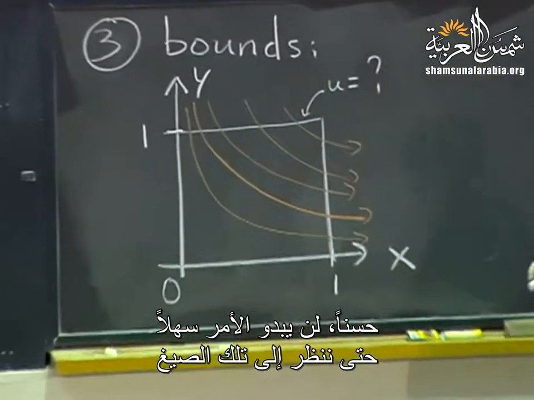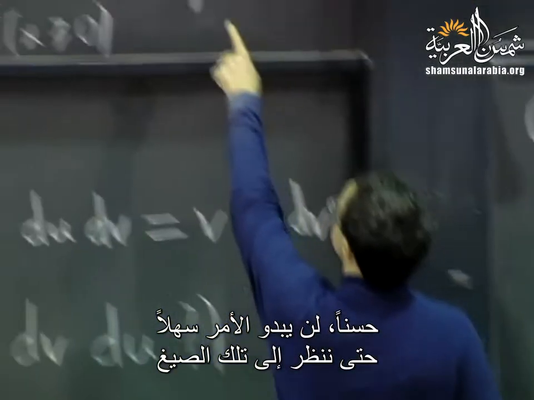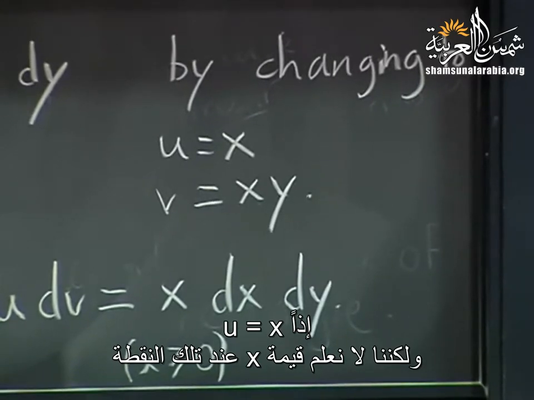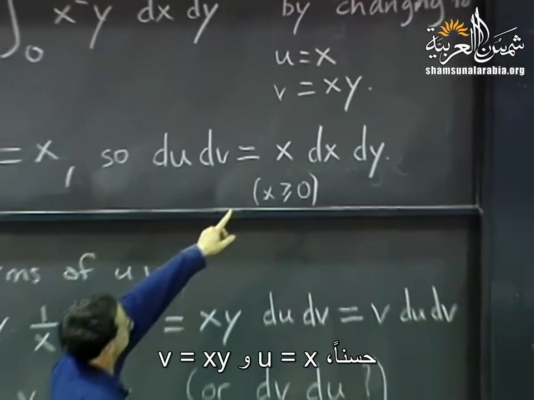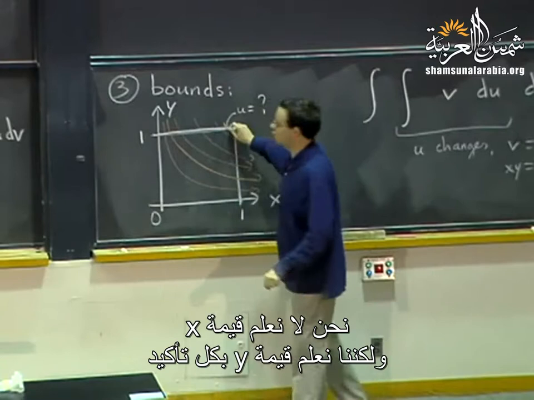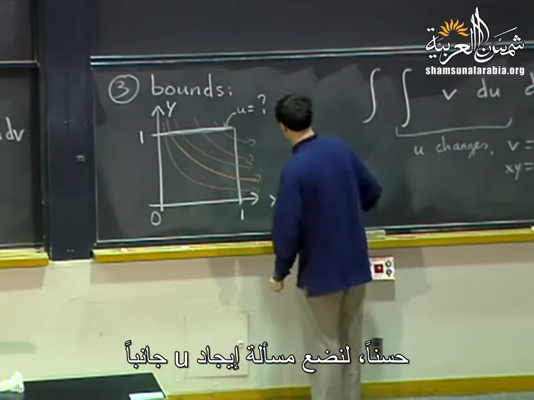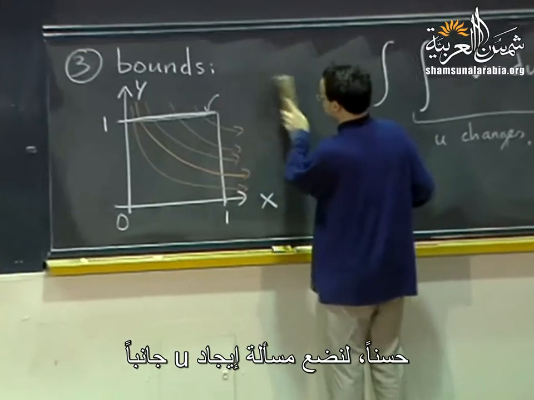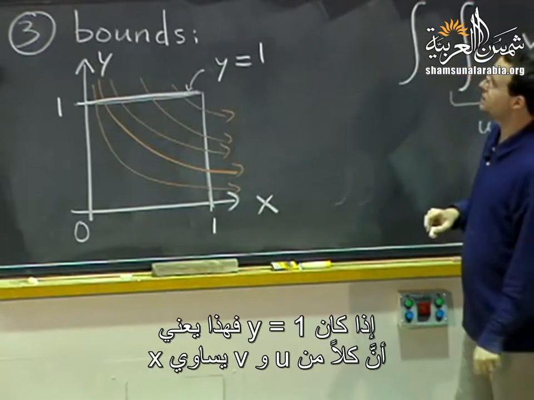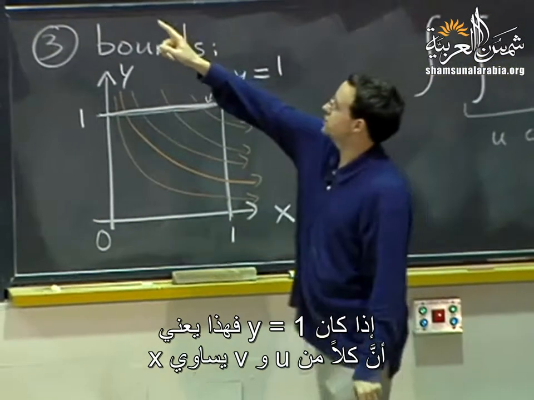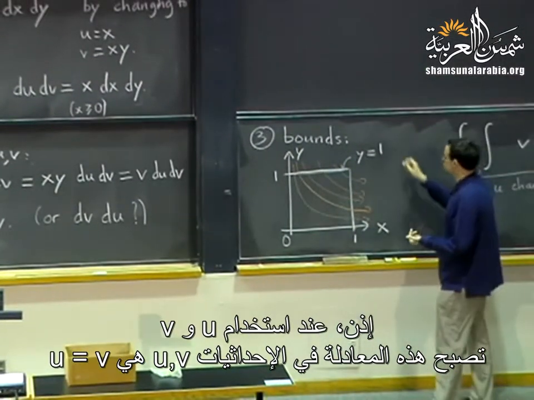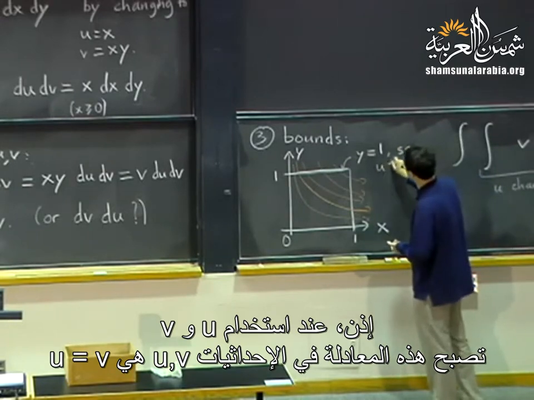Well, we don't know that very easily until we look at these formulas. So u equals x, but we don't know what x is at that point. Well, u equals x and v equals xy. What do we know here? Well, we don't know x, but we know y, certainly. So let's forget about trying to find u, and let's say for now we know y equals 1. Well, if we set y equals 1, that tells us that u and v are both equal to x. So in terms of u and v, the equation of this in uv coordinates is u equals v.